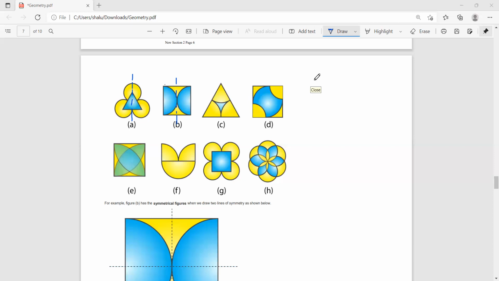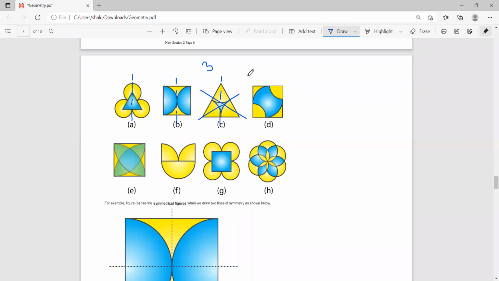Okay. Yes, ma'am. So tell me how many lines of symmetry we have in this figure. Ma'am, we can make one in this one, but from the other side we can also make this one. We can also make this one. So there are 3 lines of symmetry here. Yes or no? So there are 3 lines of symmetry here.